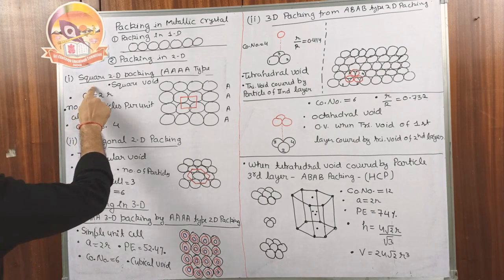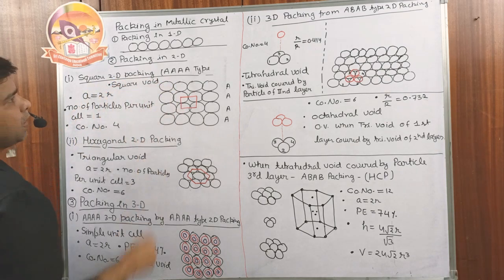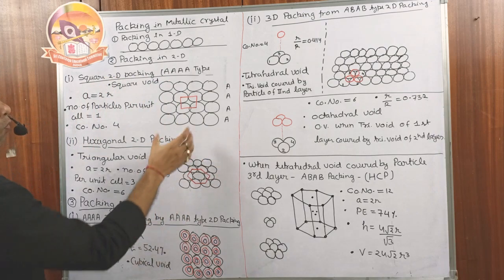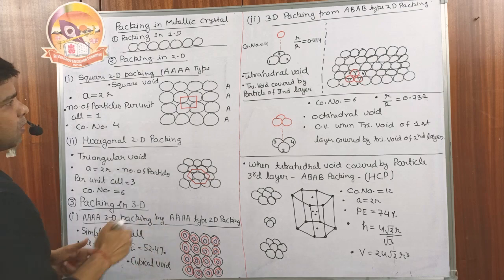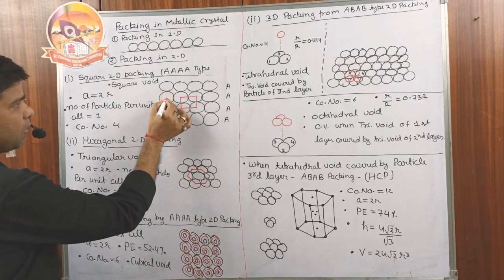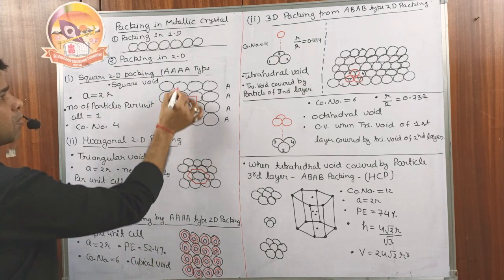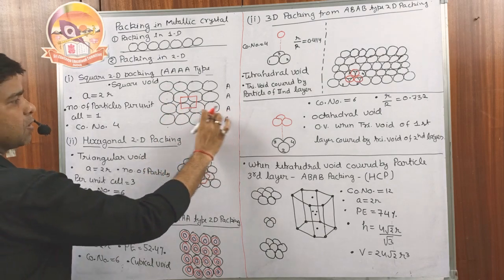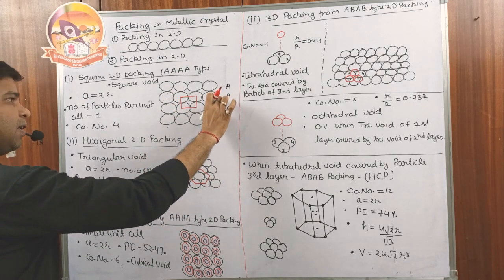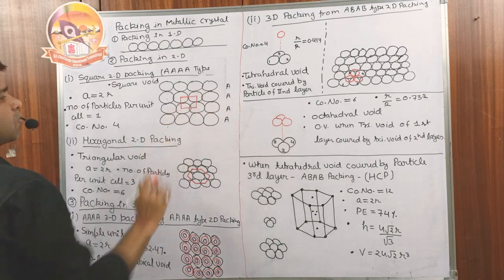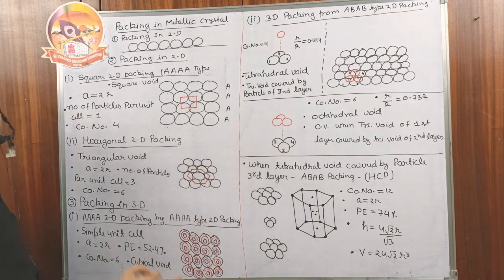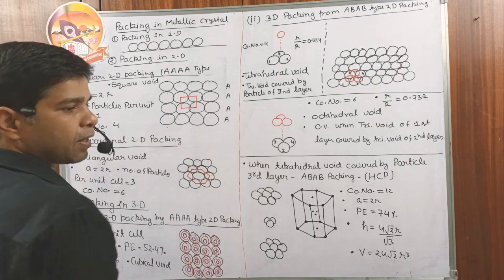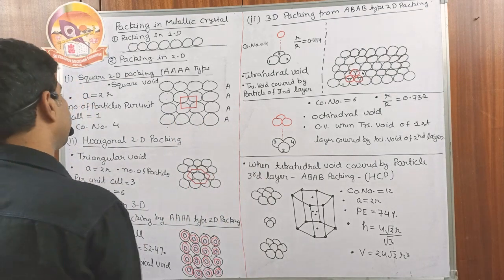First we have the square 2D packing that gives the AAAA type 2D packing. What we have to do is arrange each particle in such a way that the particles of one line have a common center of gravity. If this layer is called A, the second layer is exactly similar to the first, so the second layer is also the A type.